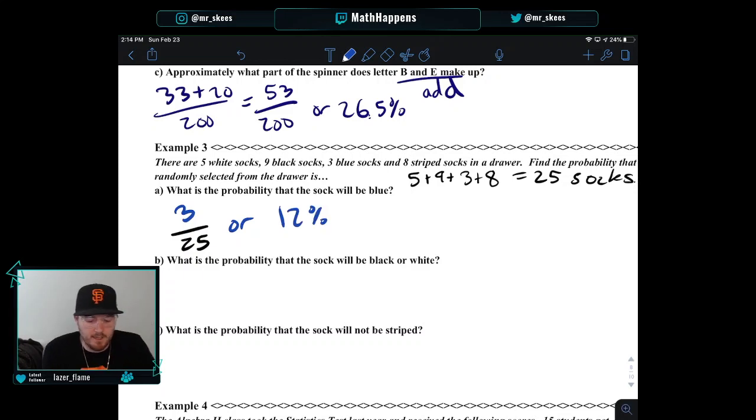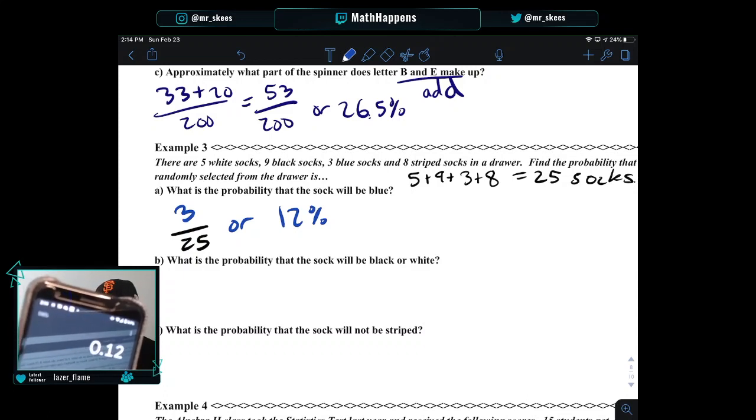So the probability of grabbing a blue sock is 12%. When you plug that into a calculator, all I'm doing is 3 divided by 25, and I get 0.12. Maybe you can see that there. Well, that's 12%. Okay?